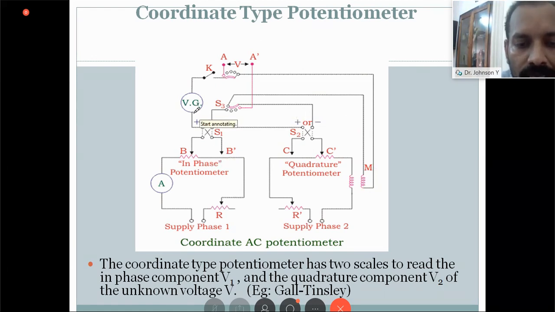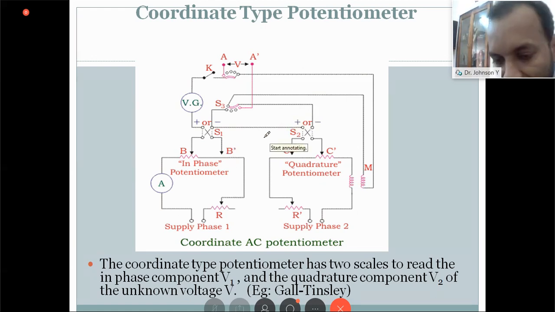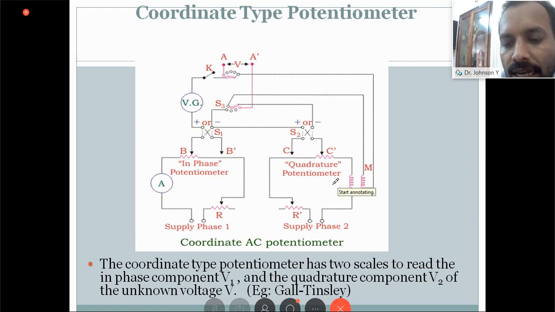In the beginning, this vibration galvanometer is connected to this in-phase potentiometer, and it is in series with the quadrature potentiometer, so that the phase values and magnitude are made the same. That is the calibration. So first we do the calibration using these three: in-phase, quadrature, and this transformer. And then that part is over.